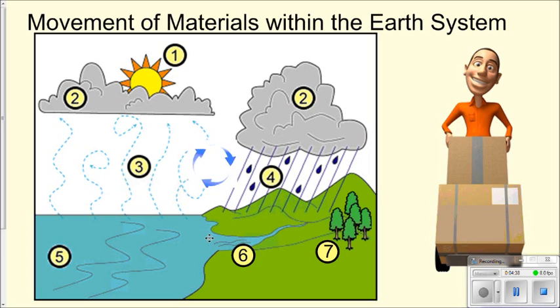There's numbered 1 through 7 there, and what I'd like you to do is pause this video, and take a shot at labeling what you believe the numbers represent here on our water cycle picture. So go ahead and pause the video and take a moment to do that.